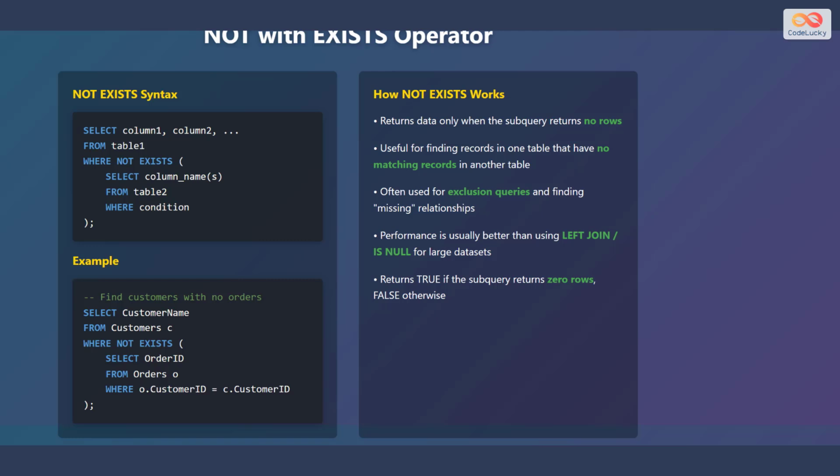The NOT EXISTS operator returns data only when the subquery returns no rows. It is useful for finding records in one table that have no matching records in another table, and is often used for exclusion queries and finding missing relationships. Performance is usually better than using LEFT JOIN / IS NULL for large datasets, and it returns true if the subquery returns 0 rows, false otherwise.